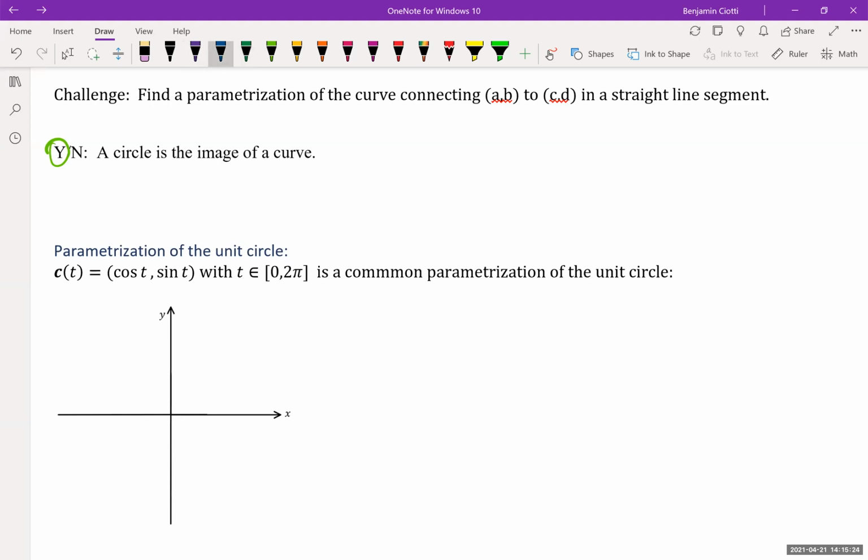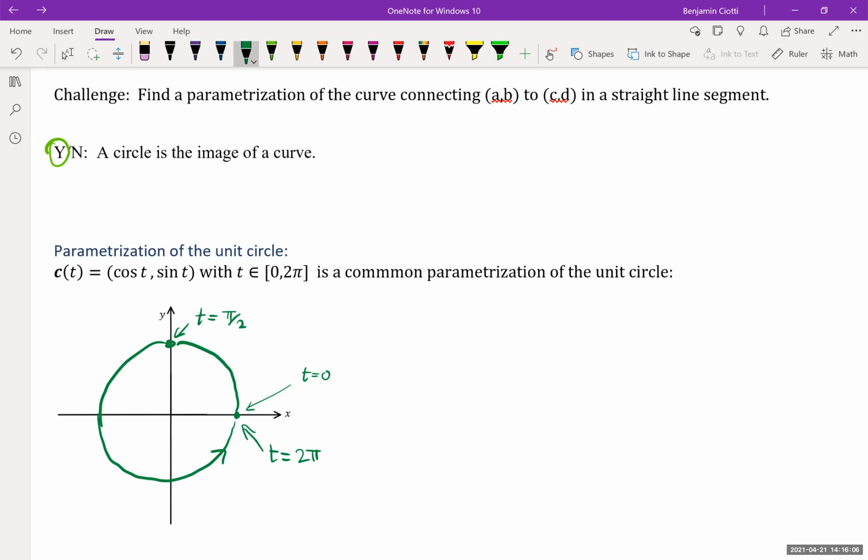So when t is 0, we're at the point 0, 1. When t is pi over 2, that's when we hit the y-axis. And as t moves from 0 to 2 pi, we travel once around the circle and end up back where we started. We would describe this motion as counterclockwise.